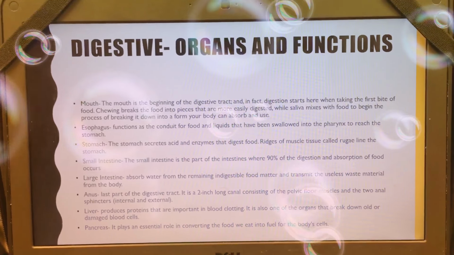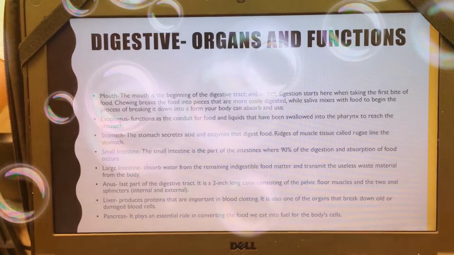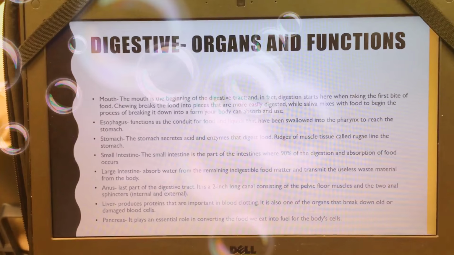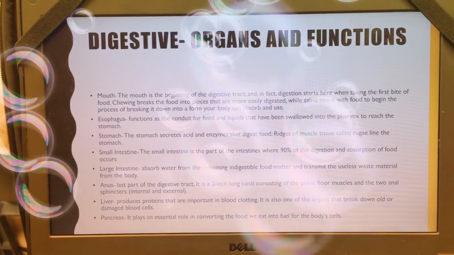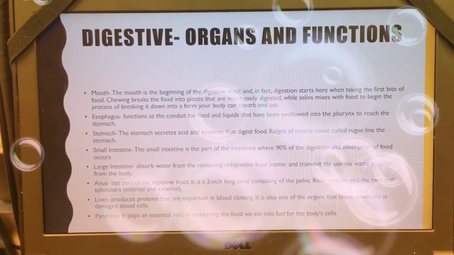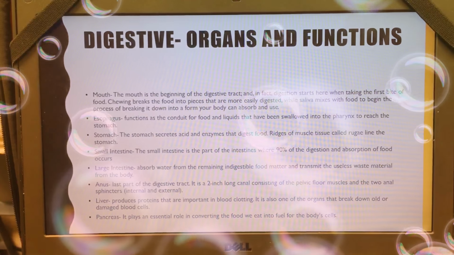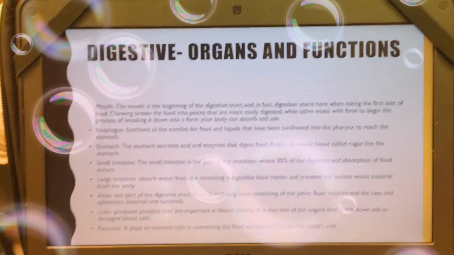This is the digestive system and the organs. The mouth is the beginning of the digestive tract, and in fact, digestion starts here when taking the first bite of food. The esophagus functions as a conduit for food and liquids that have been swallowed into the pharynx to reach the stomach. The stomach secretes acid and enzymes that digest food.